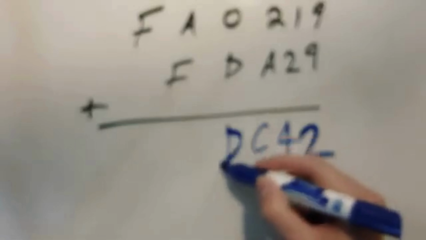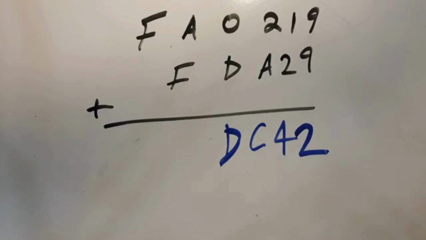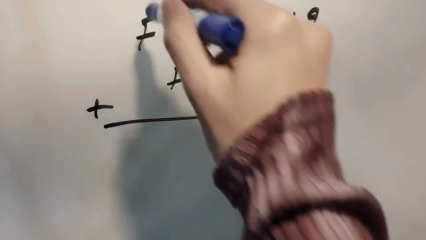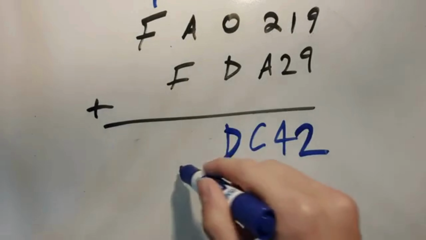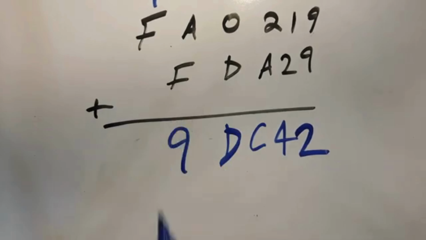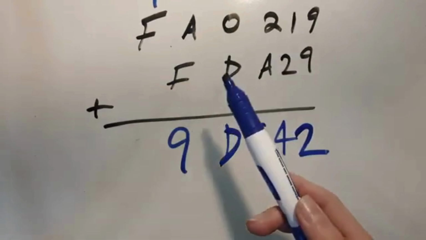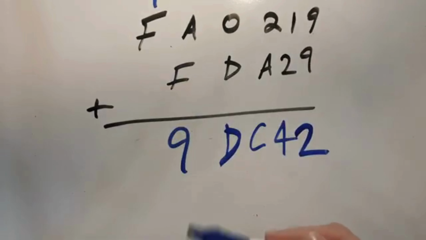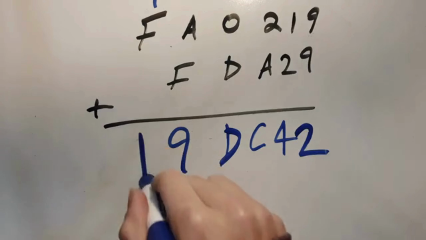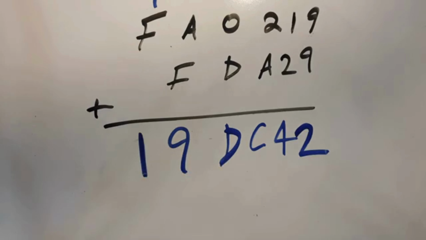A plus F, A is 10 plus F, which is 15, so 10 plus 15, 25. 25 divided by 16 is, it'll go with once to leftmost F, and once with 9 left over. Lastly, F plus 1, F is 15, plus 1 would be 16. So 16 divided by 16 is just 1. That is all you need to do when adding hexadecimal.